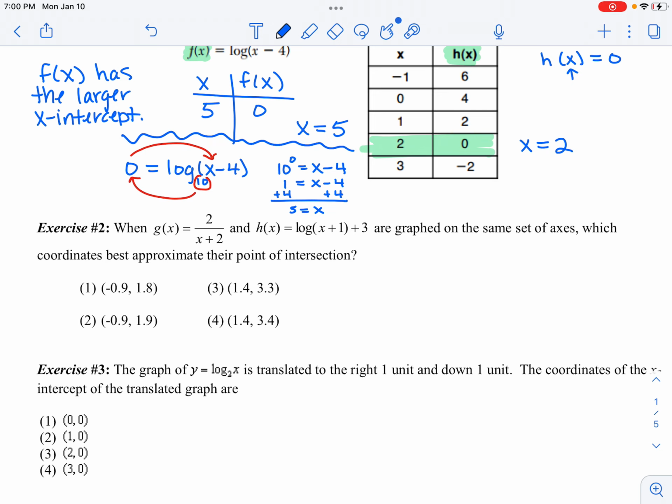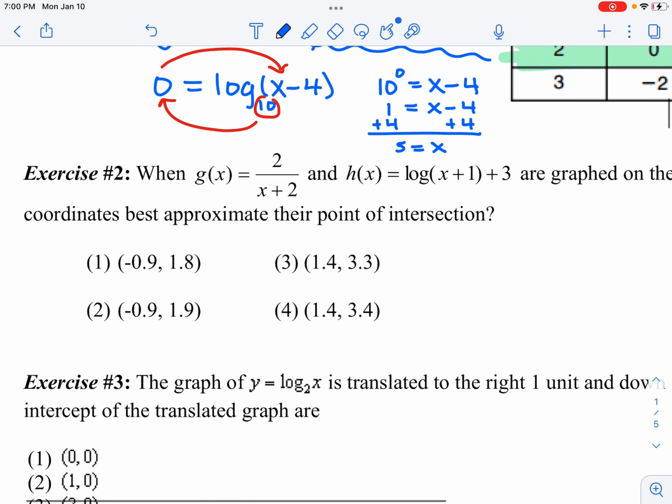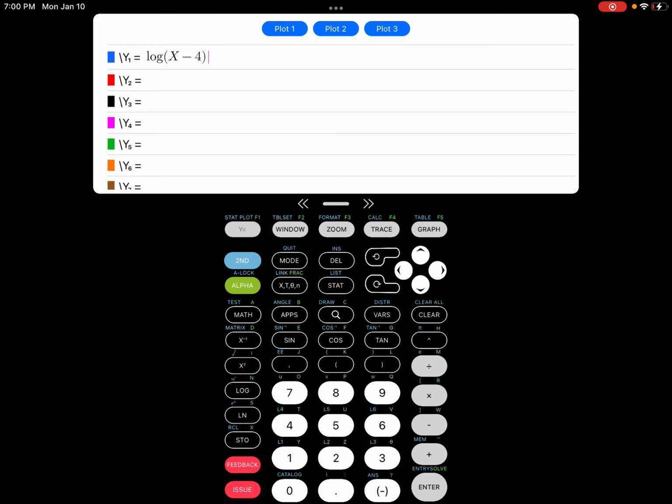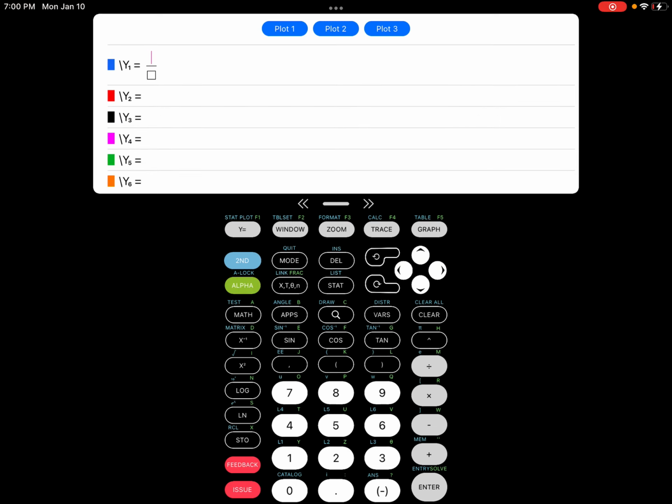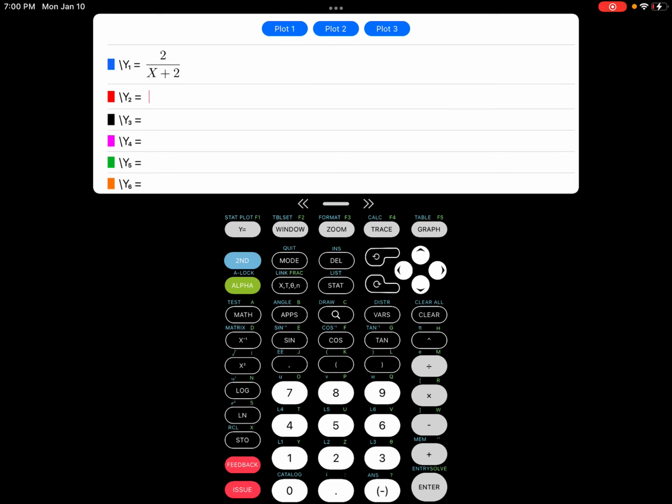So let's go right into the calculator. We're going to put g of x into our y1 and h of x into our y2. It doesn't matter which one goes in which. Just make sure you get one equation into one of your y equals and the other into the other y equals. So maybe I'll do alpha y equals enter, 2 over x plus 2. And then we have, again, a common log, so I don't need anything to change that base of 10, log of x plus 1, and then close parentheses outside plus 3. So I have my two functions in my y equals.